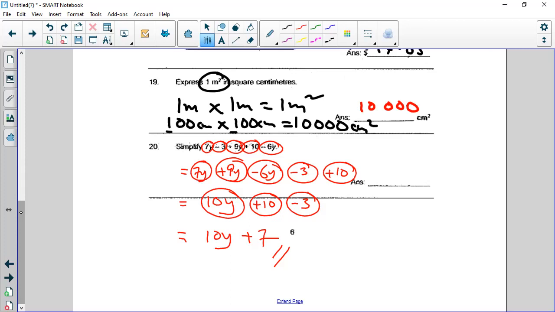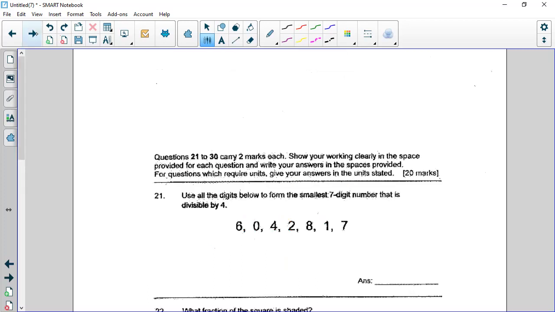Okay, Caleb, question? Is it okay if I put 10y minus 3 plus 10? Oh, cannot, because it's still not simplest form. It's still not simplified. You can still continue to get the answer. Okay, let's move on to the 2-mark question.